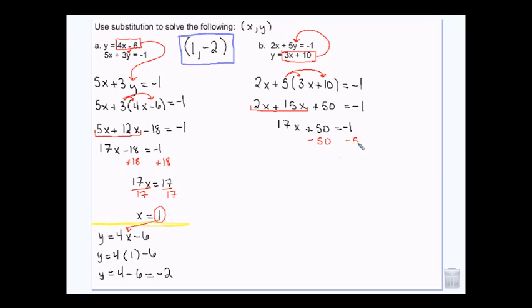Subtract 50 from both sides. 17x equals negative 51. Divide both sides by 17.